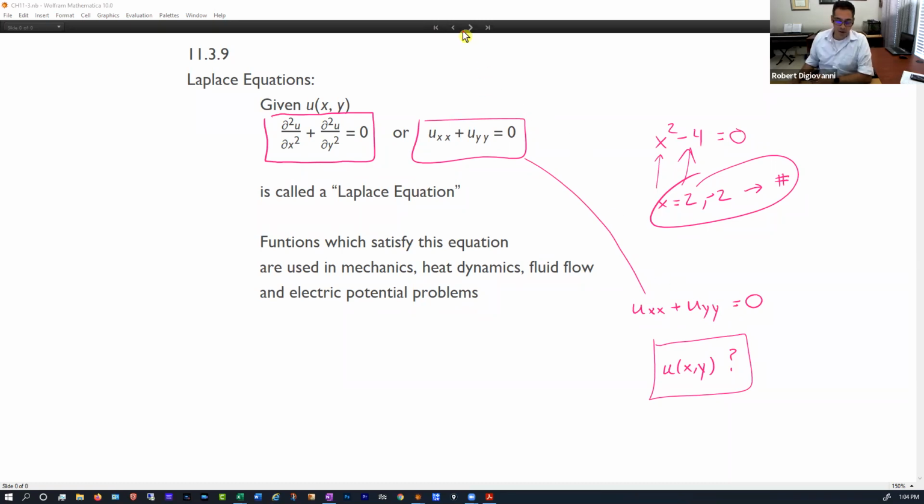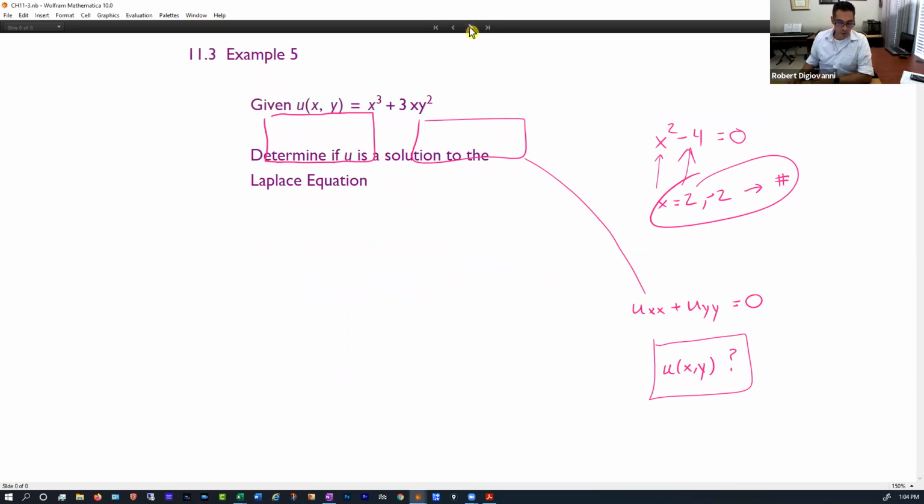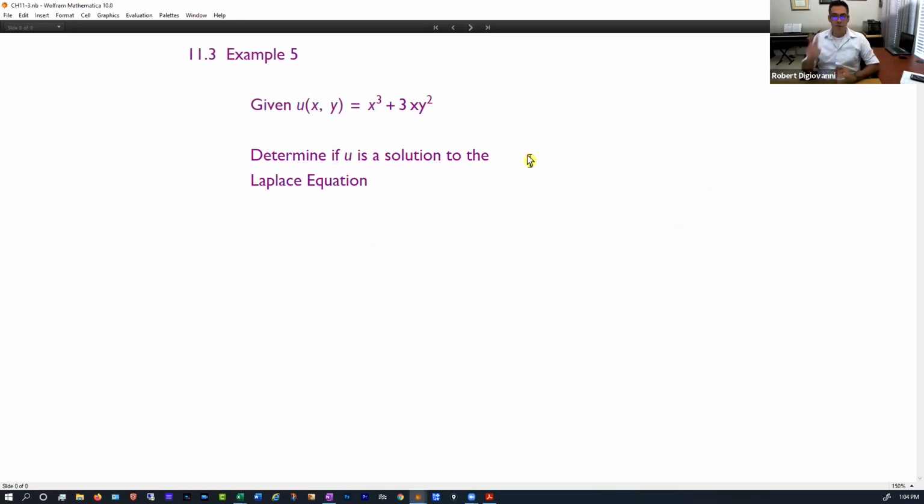So let's see, just with an example, we're given a function of 2 variables, u of x, y, and we're asked to determine whether or not this function u is a solution to the Laplace equation. So all we're doing is trying to figure out whether or not it holds the equality. Is u_xx plus u_yy equal to 0? That's the question. So I need to go figure out what these partials are.